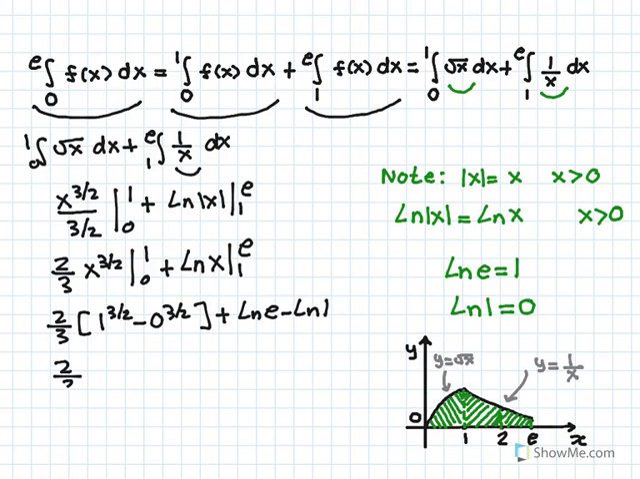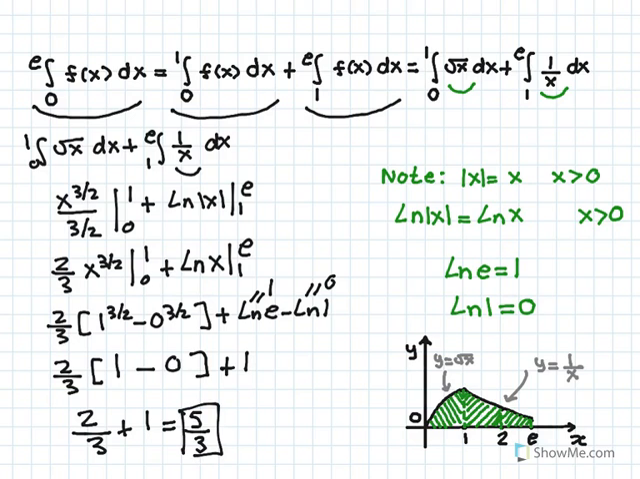We get 2/3 times 1 to the 3/2, which is just 1, 0 to any power is 0, and log of e is equal to 1, log of 1 is equal to 0, so we get plus 1. The answer is 2/3 plus 1, and that works out to 2 over 3 plus 3 over 3, that is 5 over 3.